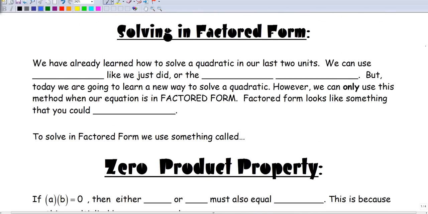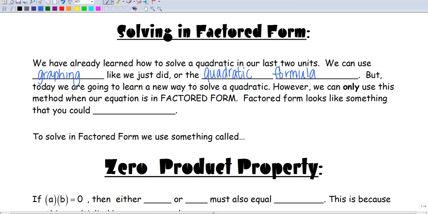So we've already learned how to solve a quadratic in our last 2 units. We can use graphing, like we just did, or everybody's favorite, the quadratic formula. Remember that was x is equal to opposite b plus or minus square root, that guy. But what we're going to talk about today is a new way to solve a quadratic. However, this can only be used when we are in factored form.